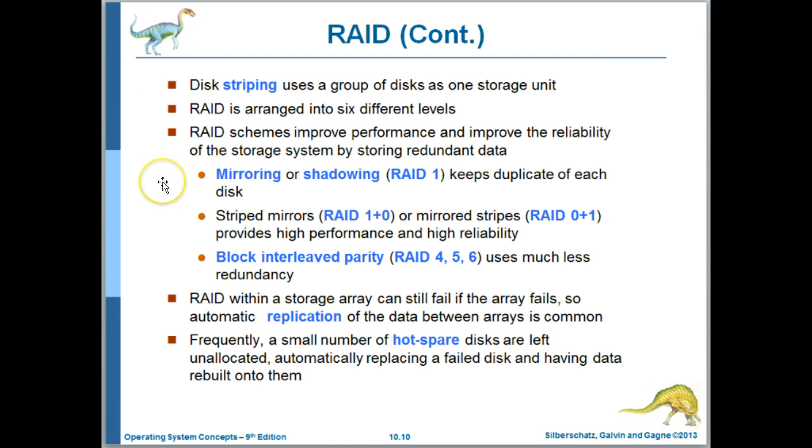With mirroring, you have, let's say again, 2 disks. They're exact copies of each other. So in this case, reads to 2 adjacent blocks can be done in parallel, one from one disk, one from the other disk. Writes: a single write to the logical disk entails 2 physical writes in order to maintain the mirror.